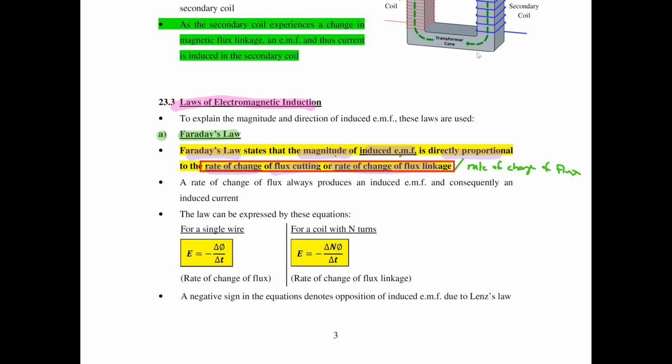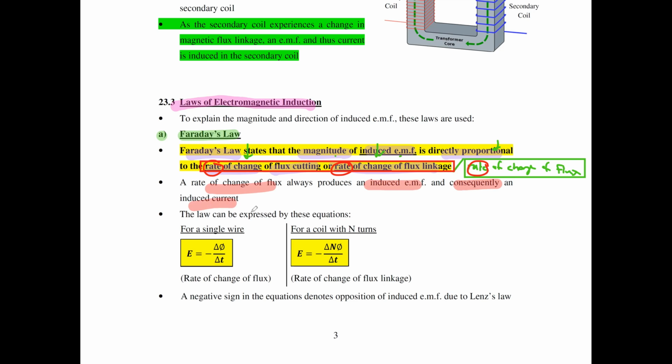But in the more recent marking schemes, they shorten it, where they just say that Faraday's law states that magnitude of induced EMF is directly proportional to rate of change of flux. You can also write it this way. Writing either term would be sufficient. But the key thing is that you must say it's rate of change. A rate of change of flux, as I mentioned, always produces an induced EMF and consequently an induced current.